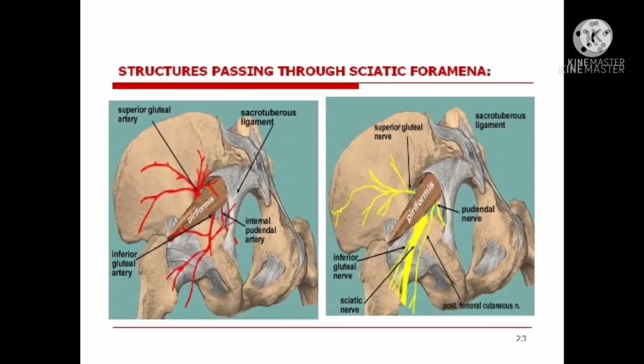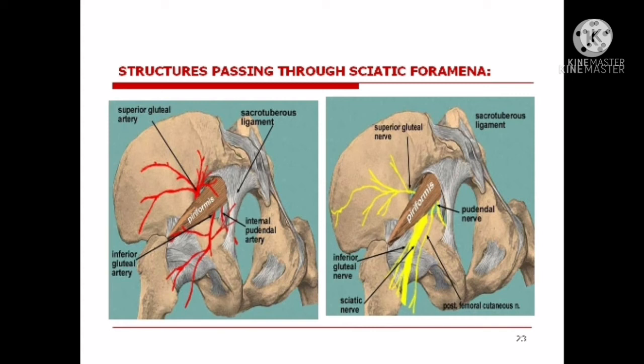In this diagram, we can see the structures passing through the greater sciatic foramen. Let us concentrate upon the diagram showing the nerves. You can see the piriformis muscle passing through the greater sciatic foramen. Above the piriformis, you can see the superior gluteal nerve. Below the piriformis, you can see the posterior femoral cutaneous nerve, the sciatic nerve, and the inferior gluteal nerve. These three nerves are passing down on the back of the thigh to the lower limb. The pudendal nerve is also mentioned here, and it goes back to the pelvic region through the lesser sciatic foramen.